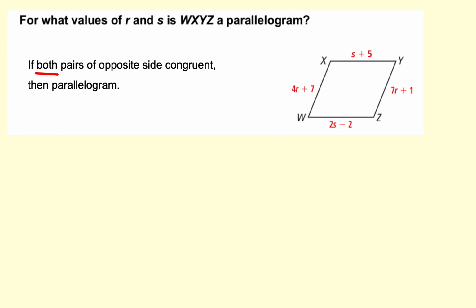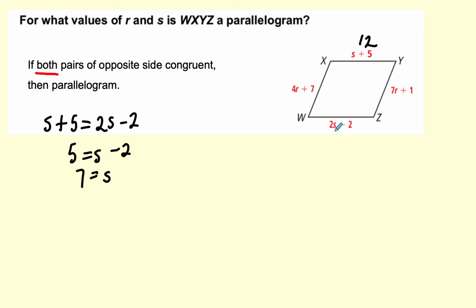All right, for what values of R and S will WXYZ be a parallelogram? So we want to force this to be a parallelogram, so we need to force both pairs of opposite sides to be congruent. So let me force these two sides to be congruent. That would be S plus 5 has to equal 2S minus 2. Subtract S on both sides, and now add 2 to both sides. And so S would have to be 7 for that to happen, because S being 7, that would be a 12. S being 7, that would be 14, take away 2, which is 12. This would force these two to be the same.